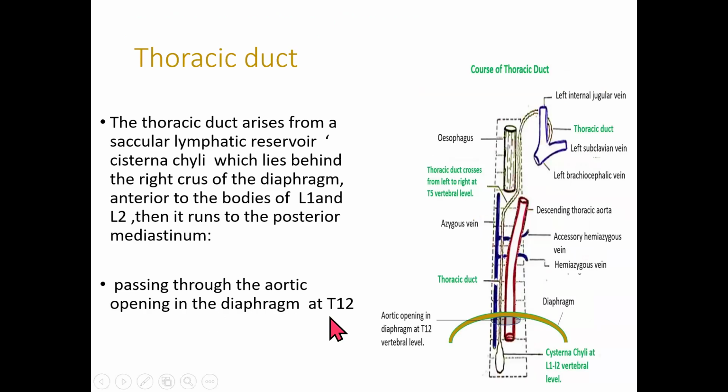The thoracic duct arises from a saccular lymphatic reservoir in the posterior abdominal wall, which is called the cisterna chyli, which lies behind the right crus of the diaphragm, anterior to the vertebral bodies of L1 and L2, then passes through the aortic opening of the diaphragm at the level of T12 vertebra.